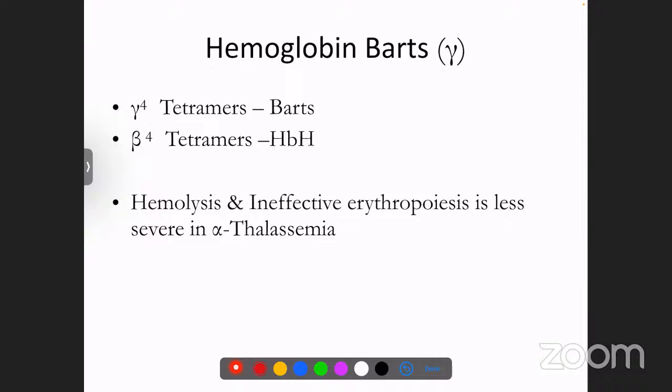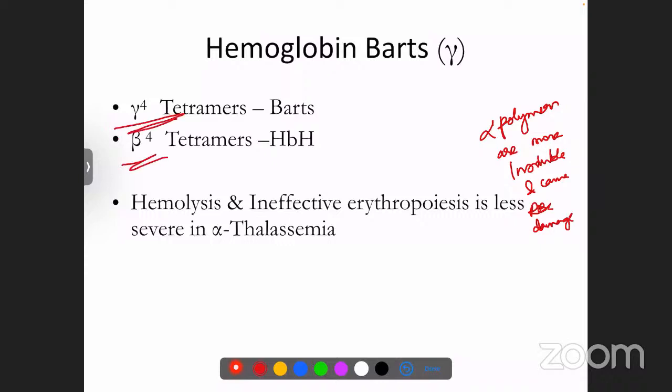What happens is that in beta thalassemia, these alpha polymers are more insoluble and cause more RBC damage, whereas the gamma 4 or beta 4 tetramers are to a certain extent soluble. So the symptoms and hemolysis will be less severe in alpha thalassemia compared to beta thalassemia. The 4 gamma chains joining together is called Bart's hemoglobin, that is gamma 4. If the beta chains join together as beta 4, you call that hemoglobin H disease. Okay.